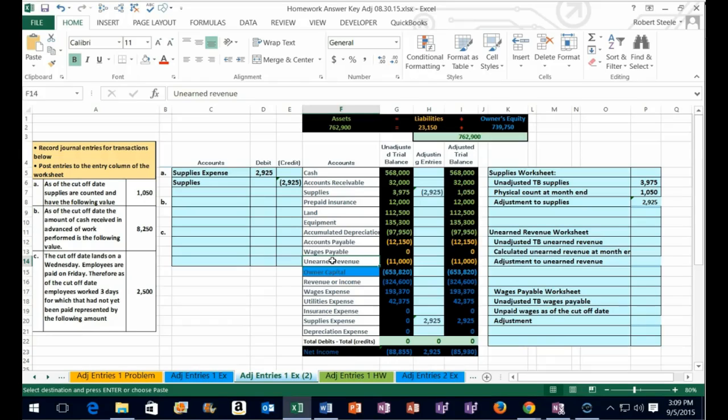So when that happens, we're going to tell the accounting department, hey, you're going to debit cash and then you're going to credit unearned revenue, not revenue.